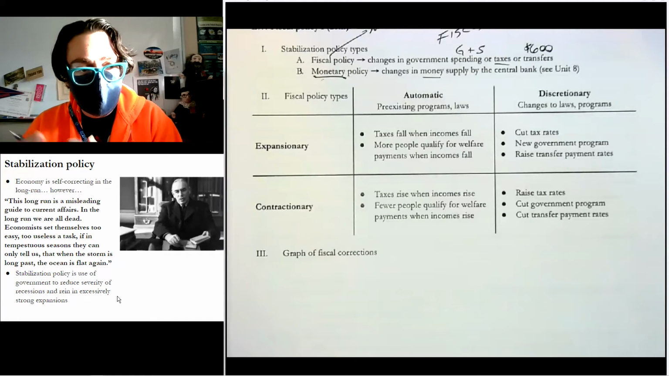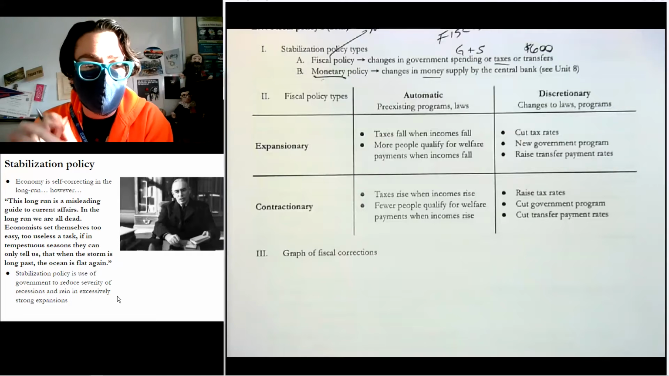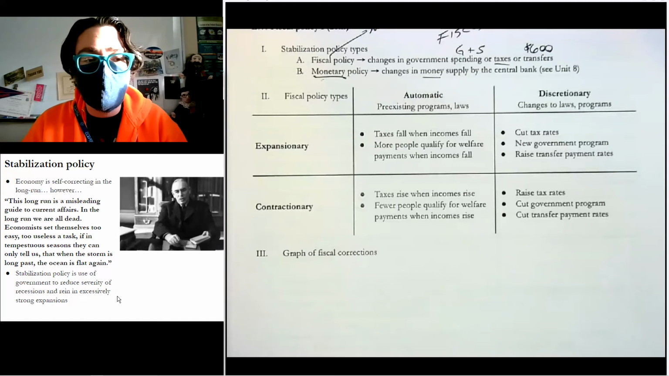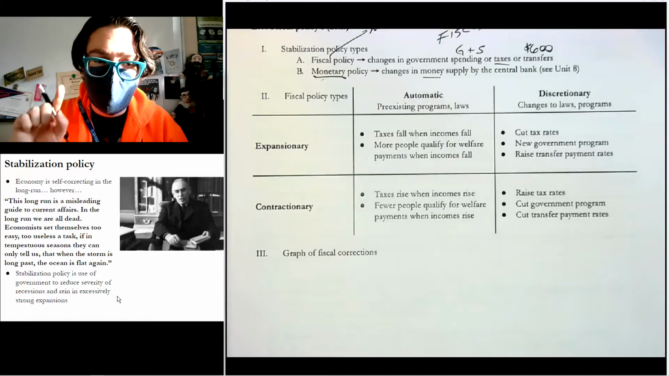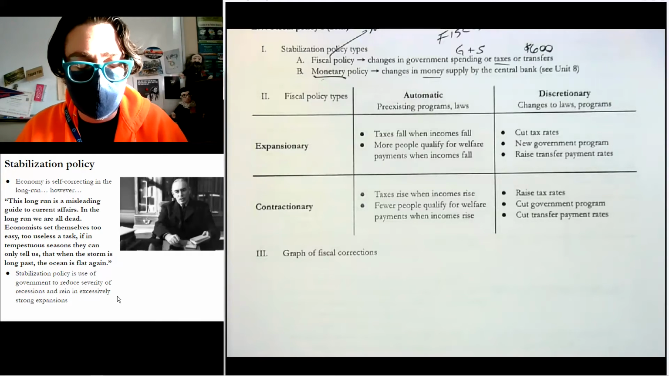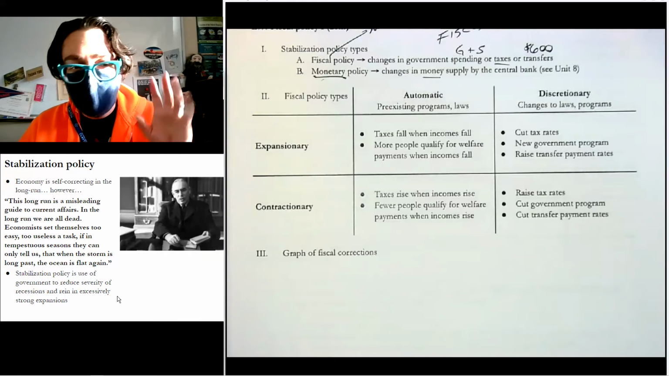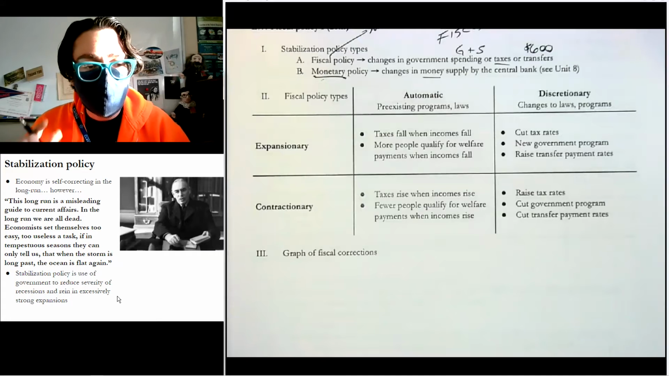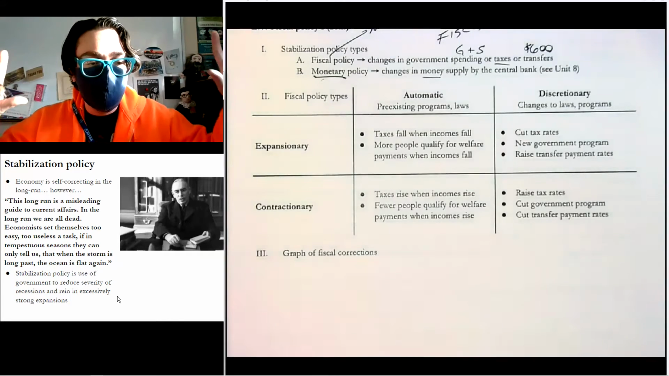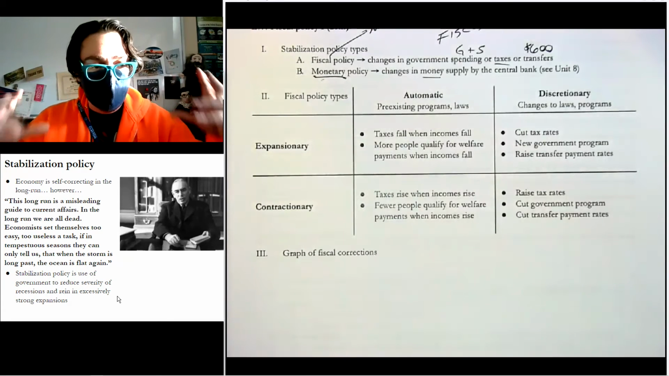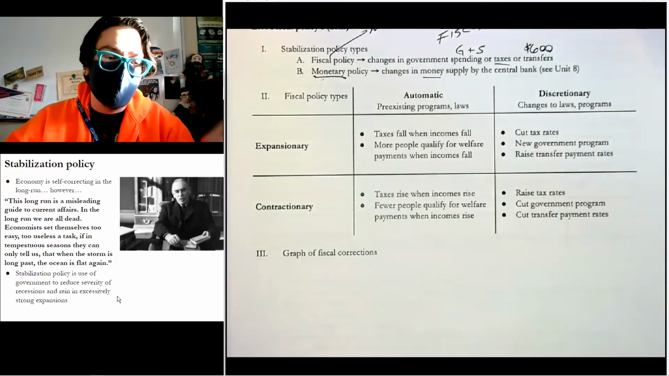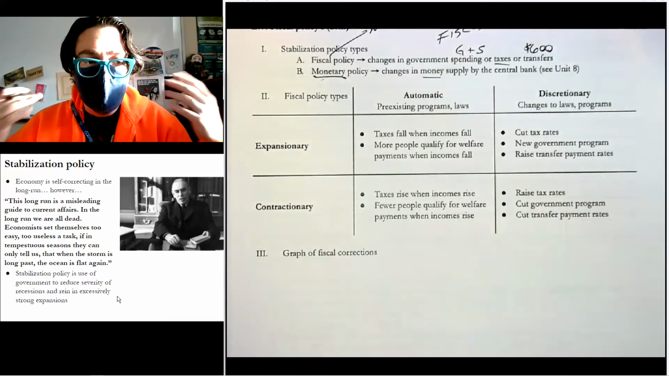Some of them do. And his quote, and this was true in the 1920s and 30s as much as it is, I think, today: this long run is a misleading guide to current affairs. In the long run, we are all dead. That is by far the most famous sentence that any economist has ever said, maybe, right? Economists set themselves too easy, too useless a task if in tempestuous seasons, right, stormy times, they can only tell us that when the storm is long past, don't worry, the ocean will be flat again.